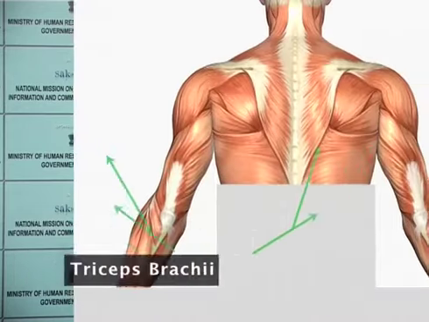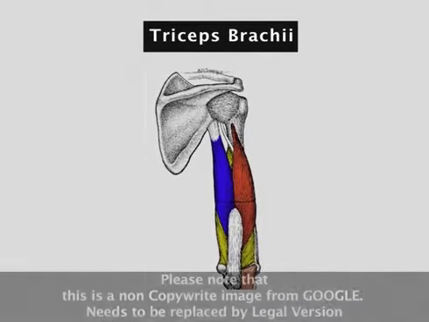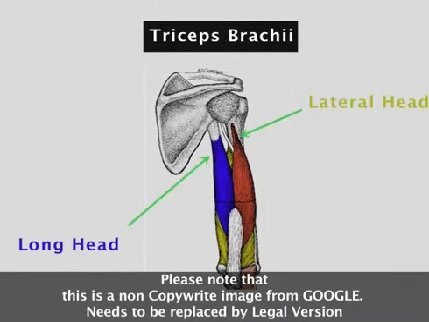Next muscle seen in the arm region is the triceps brachii. Triceps brachii is situated on the posterior side, or the posterior compartment, of the arm. It has three origins: a long head, a lateral head and a medial head. Long head originates from the infraglenoid tubercle, lateral head from the posterior humerus, and the medial head again from the posterior side of the humerus, and it is inserted to the olecranon process of the ulna.